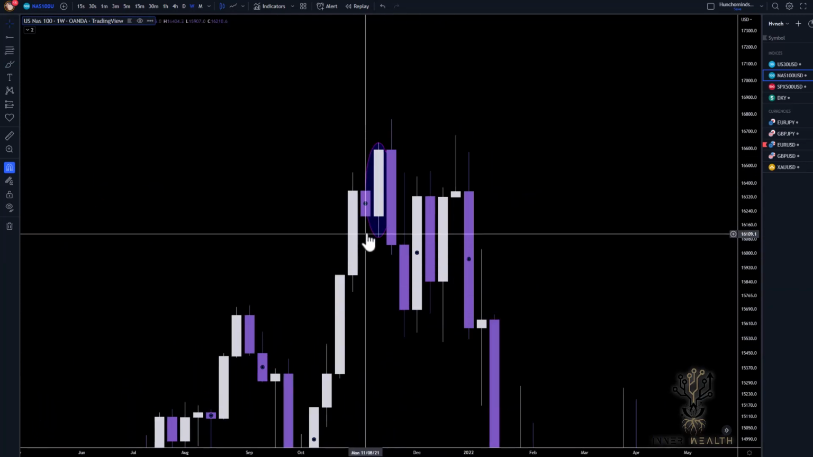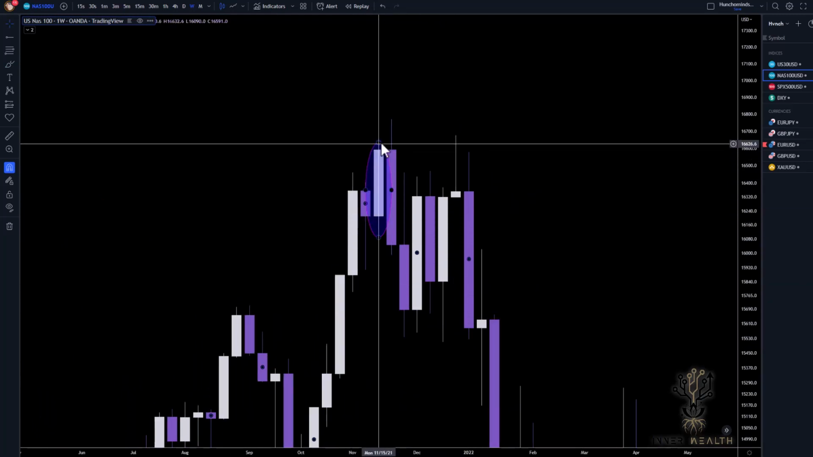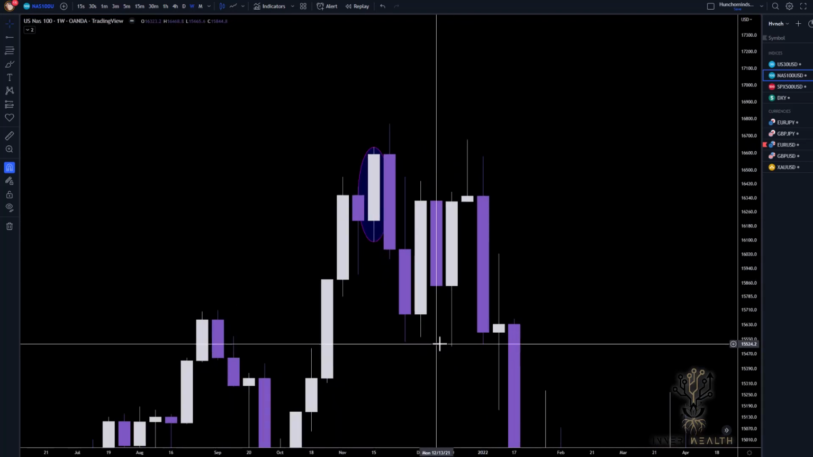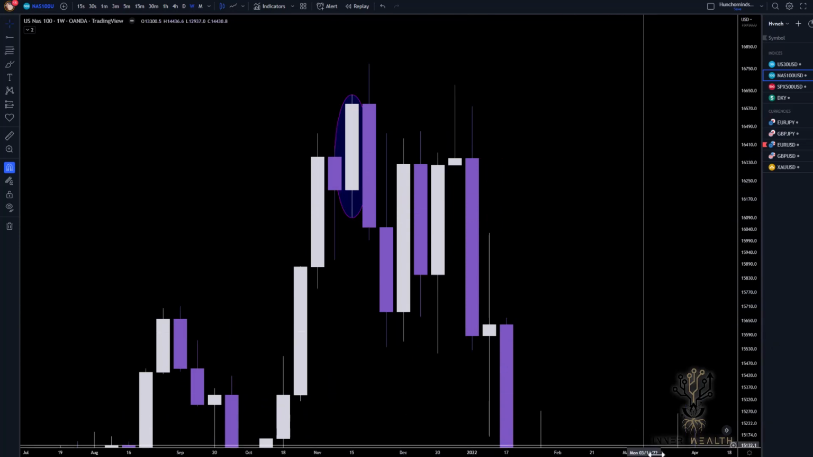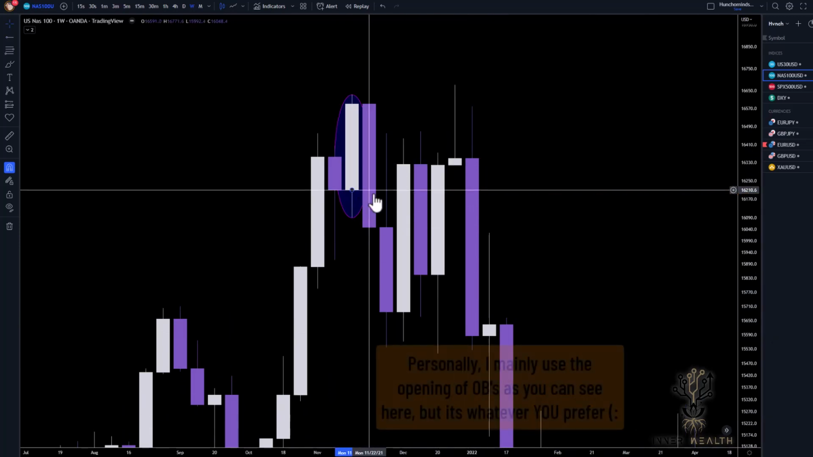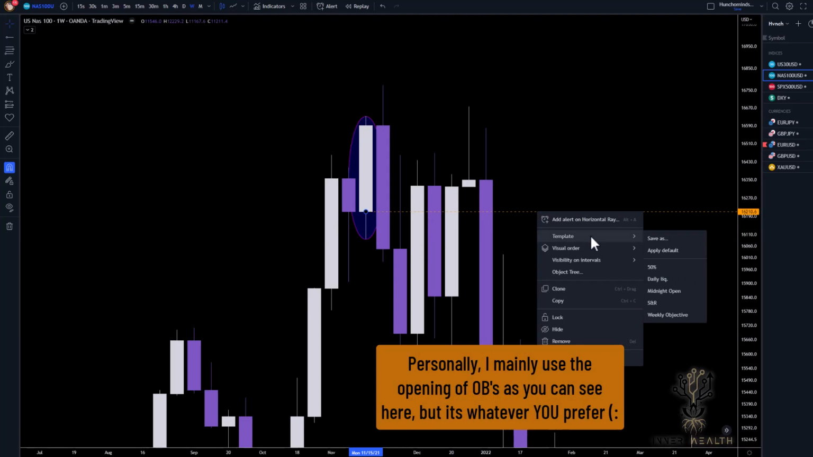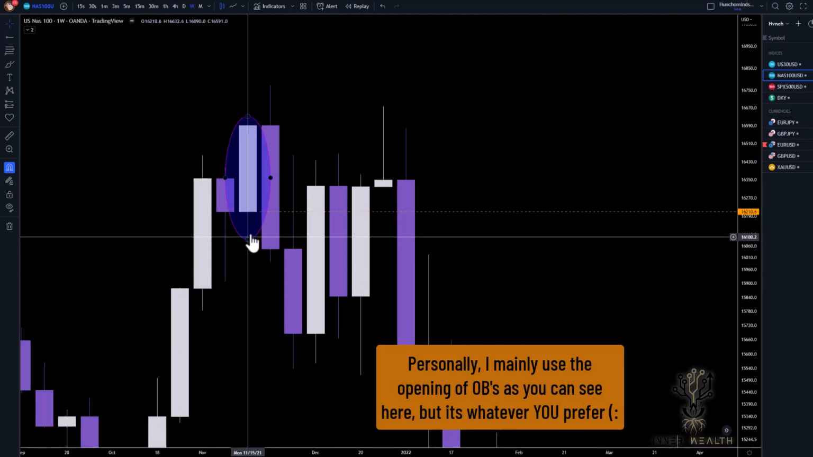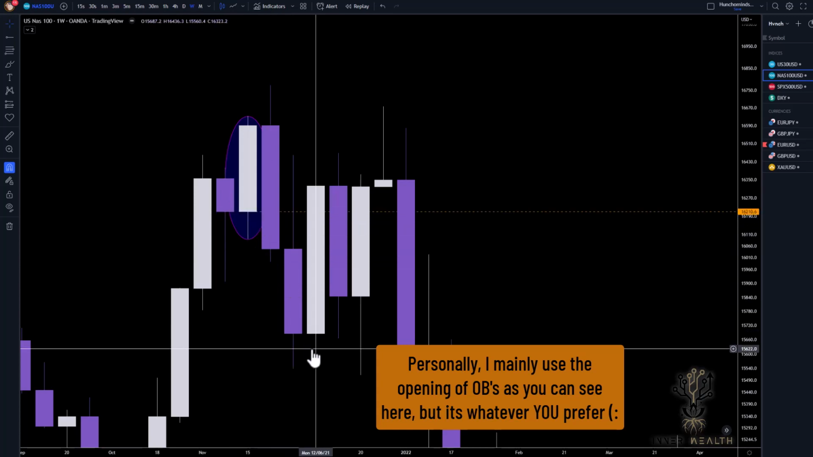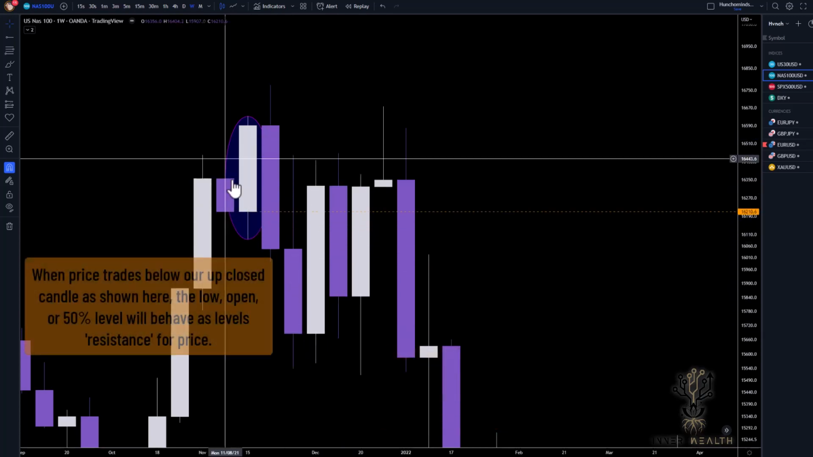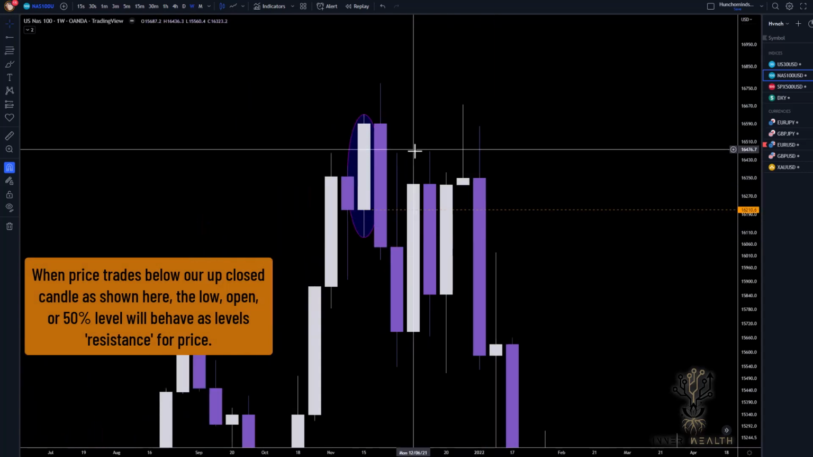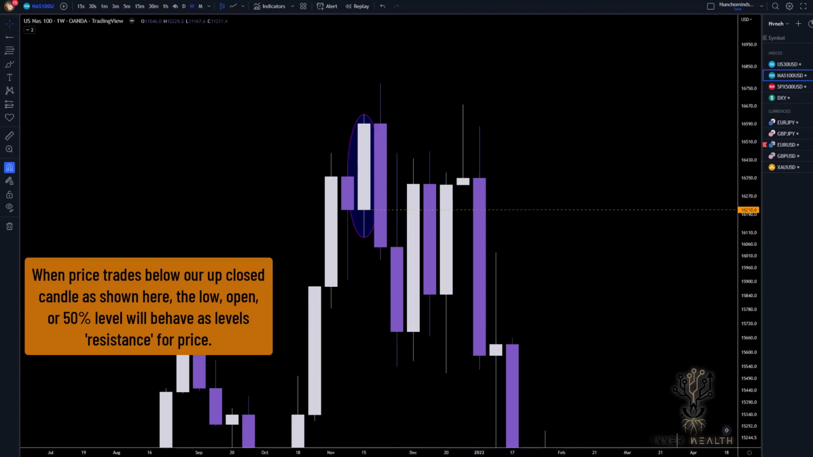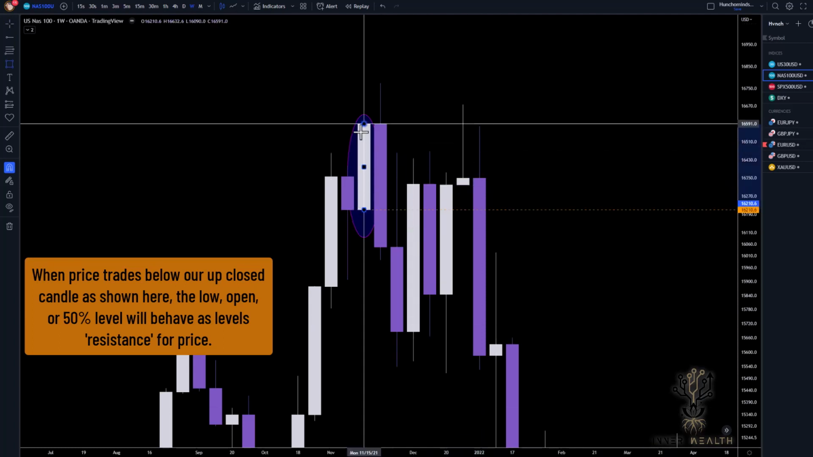Now we've got this up push. Once we trade below it, we validate it as a bearish order block. Then you have the opening there. We trade below it, come back into it, and then we respect it with the bodies. That's a good order block. That one right there.